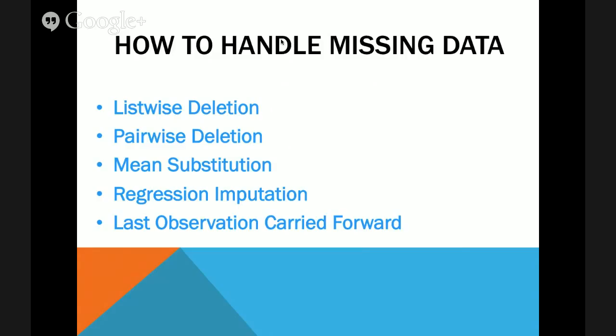There's pairwise deletion, which involves only removing specific missing values, not the entire case, but only when the specific data point needed to test a particular assumption is missing. Mean substitution is where the mean of a variable is used in place of the missing data values in that variable. Although this approach increases the sample size, it leads to an underestimate of the errors and reduces variability.